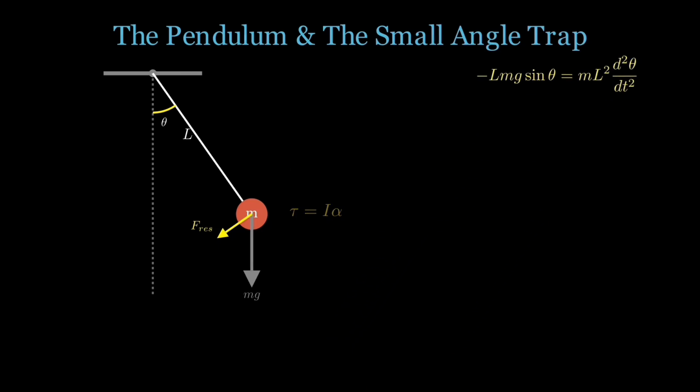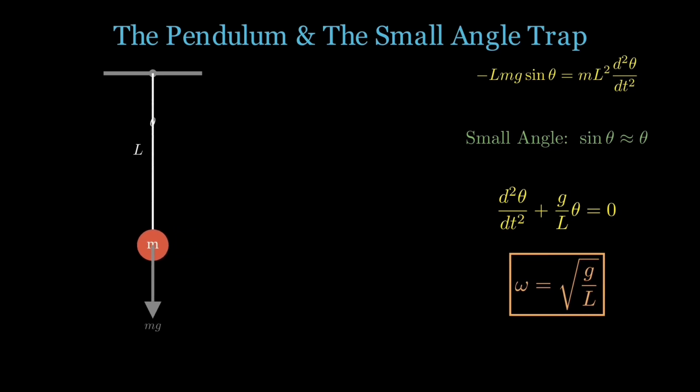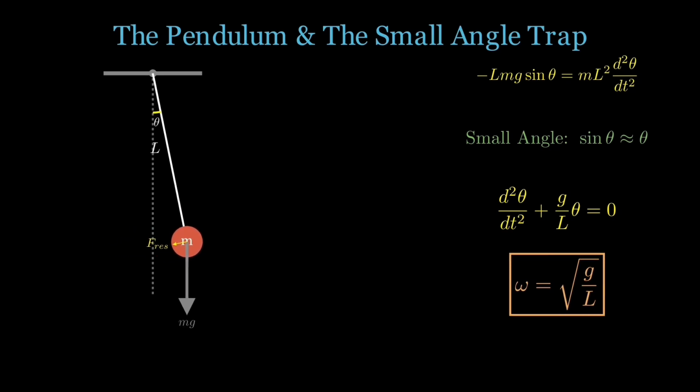However, there's a catch, this is only simple harmonic motion if we stay in the small angle regime. If theta is small, sine of theta is approximately equal to theta itself. Under this approximation, the pendulum mimics the spring, with an angular frequency, omega, equal to the square root of g over L.